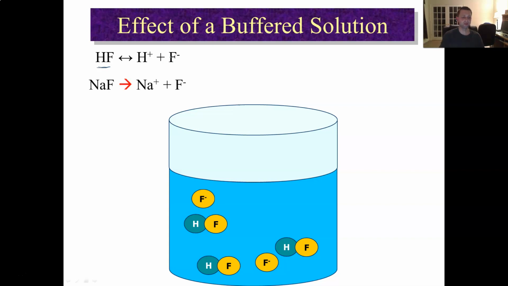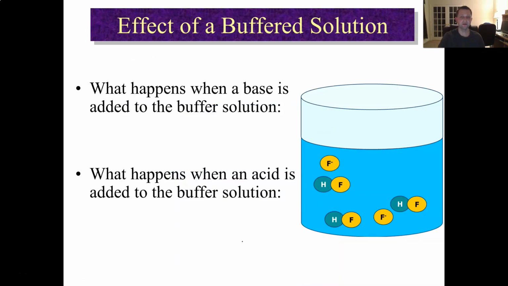So I have one other equation here for you. I have NaF yields, because it completely dissociates, right? Na plus F minus. Okay? So you can see lots, and again, the Na plus is our spectator. So we have lots of fluoride and lots of hydrofluoric acid. Let's see what happens when we add an acid or a base to these things. So that's what we have here.